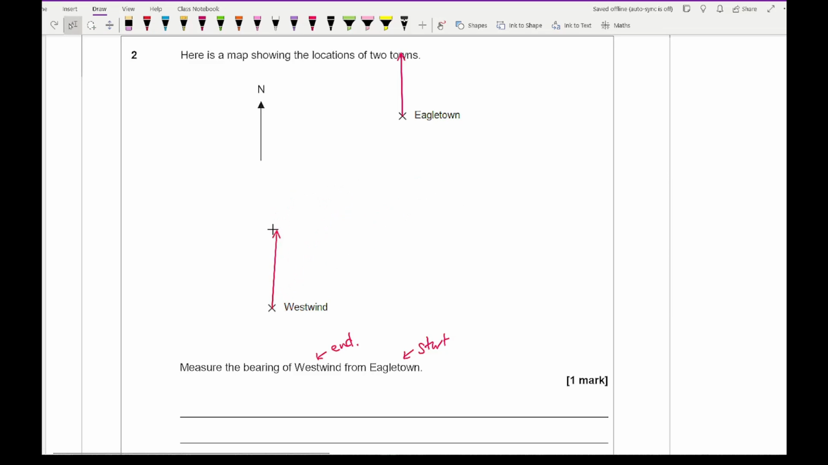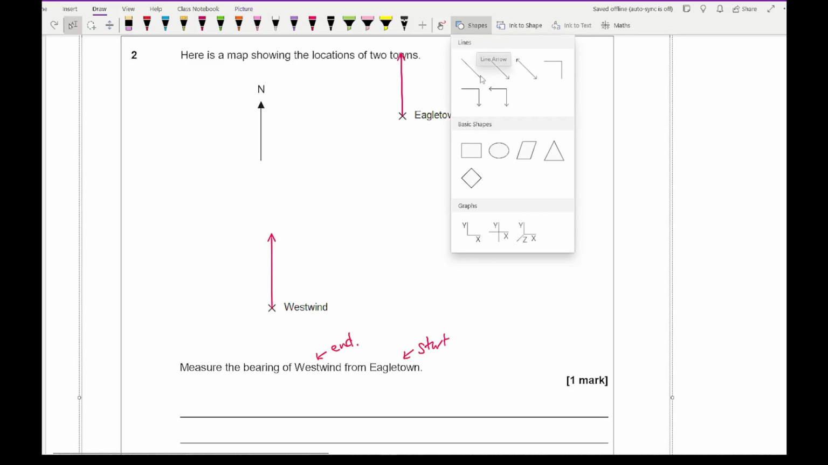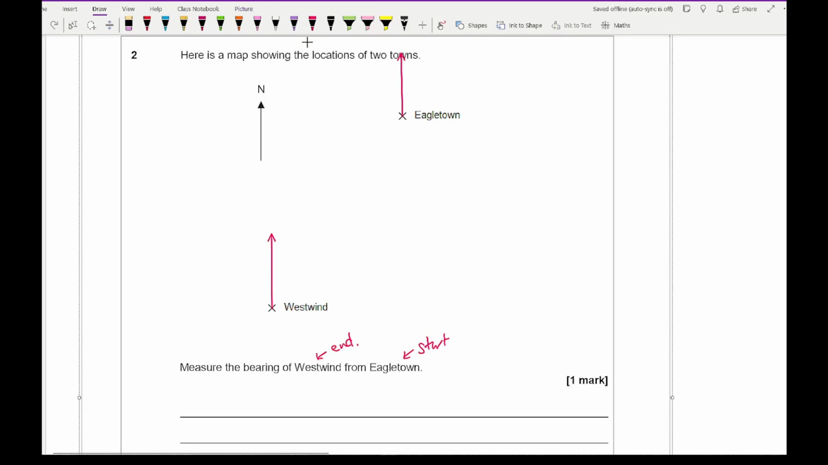It doesn't matter how long the line is. Now, one thing I did forget to mention is that what helps is drawing a diagram if you don't have one, and also labeling the diagram as well. So if you haven't got a diagram, draw one, and if you have got one, make use of it. Then from this, we want to work out the angle starting at Eagle Town to Westwind. So I want to measure this angle here.